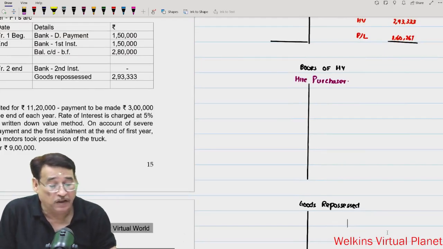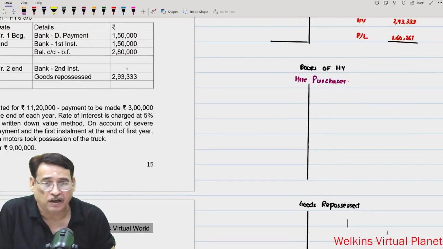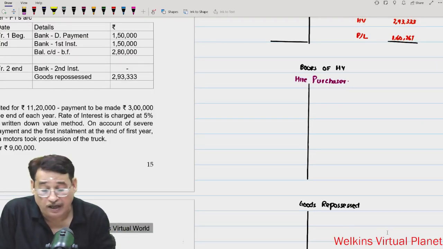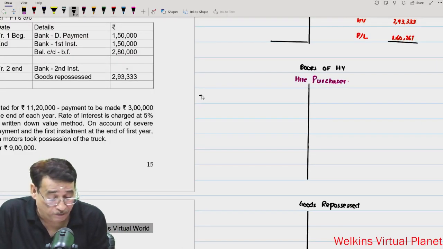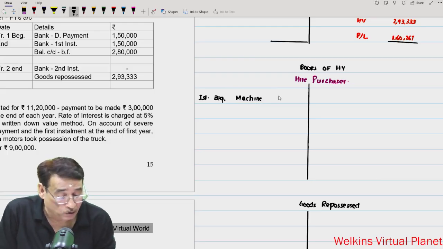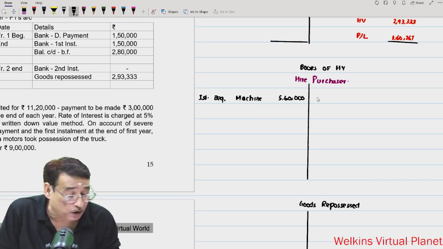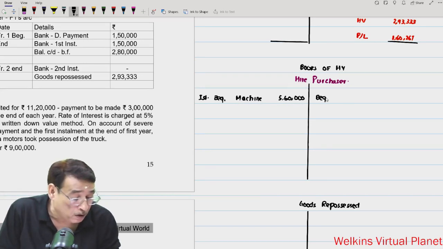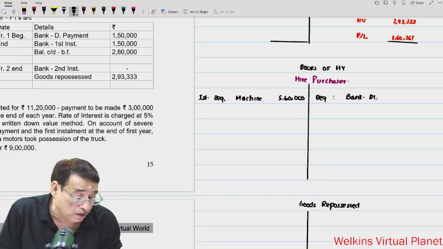Now, you consider yourself as the hire vendor, seller. Now, if you sell the asset to the hire purchaser, obviously, in the first year, in the beginning, you are going to pass an entry, hire purchaser account debit to asset account, that is machine. You are selling a machine to the purchaser for 5,60,000. Now, on the same date, you are going to receive down payment. So, you are going to write here by bank, that is down payment. And the amount of down payment is equal to how much?